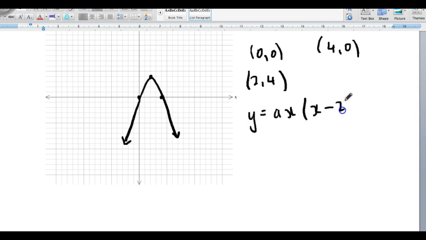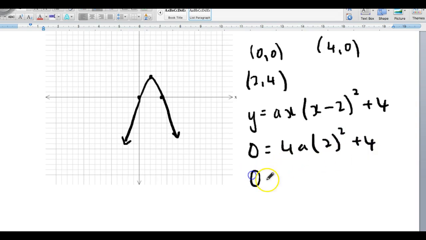y equals a times (x minus 2) squared plus 4. And now we can substitute in 4, 0. So we have 0 equals a times (4 minus 2) squared plus 4. 4 minus 2 is 2, so 0 equals 4a plus 4, so negative 4 equals 4a. So a is going to be negative a half. There we go. So that's how you get your equation.